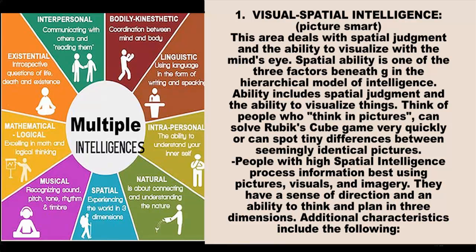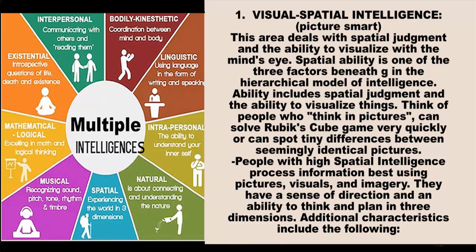Think of people who think in pictures, can solve a Rubik's Cube very quickly, or can spot tiny differences between seemingly identical pictures. People with high spatial intelligence process information best using pictures, visuals, and imagery. They have a sense of direction and an ability to think and plan in 3 dimensions.